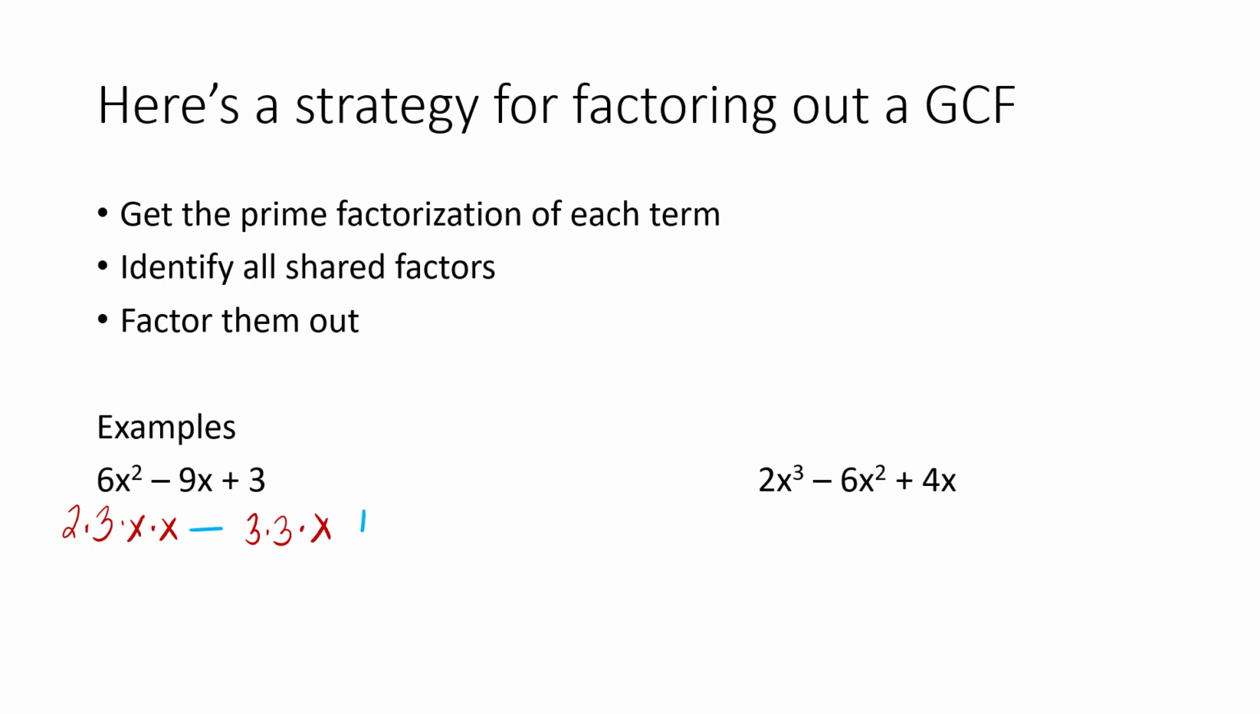And then we'll have the plus sign. Now, here's where it gets a little bit weird. 3 is a prime number. So we could say, well, 3 is already factored as much as it could be. But what I'm going to do is do a times 1.